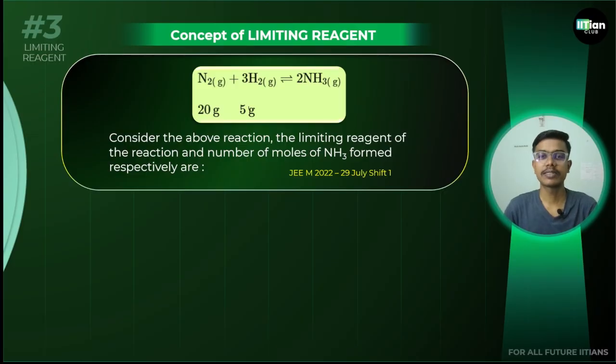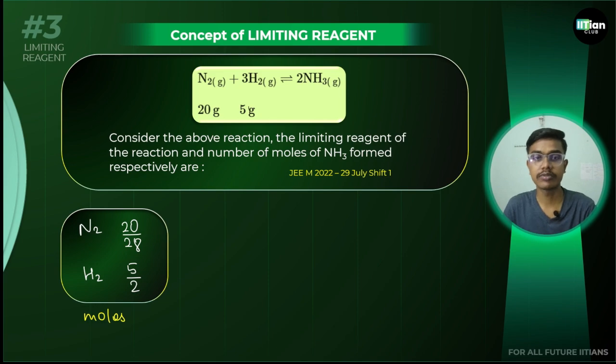Moving on, we have the concept of limiting reagent. Here we have been given the equation N2 plus 3H2 gives 2NH3, and the nitrogen there is 20 grams and hydrogen there is 5 grams. We have to find the limiting reagent and the number of moles of NH3 formed. First of all, we have to find the number of moles by dividing by the molar mass: 20 divided by 28 and 5 divided by 2.